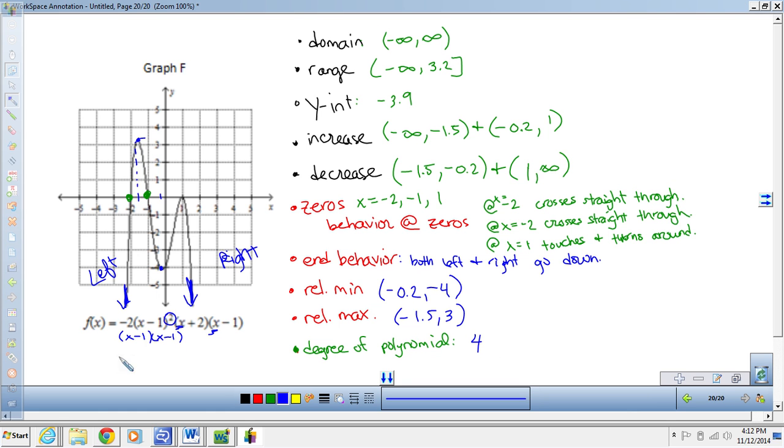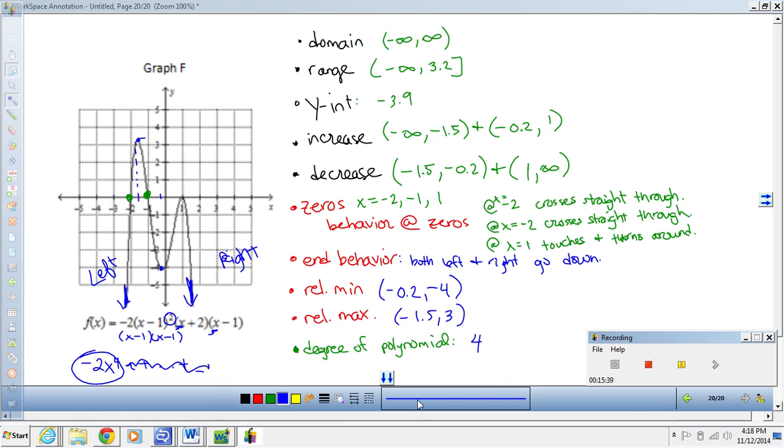If I were to multiply it all out, I would get negative 2x to the 4th plus more stuff, but I don't care about those. I just care about the highest one, which would be 4. So that's it for today.